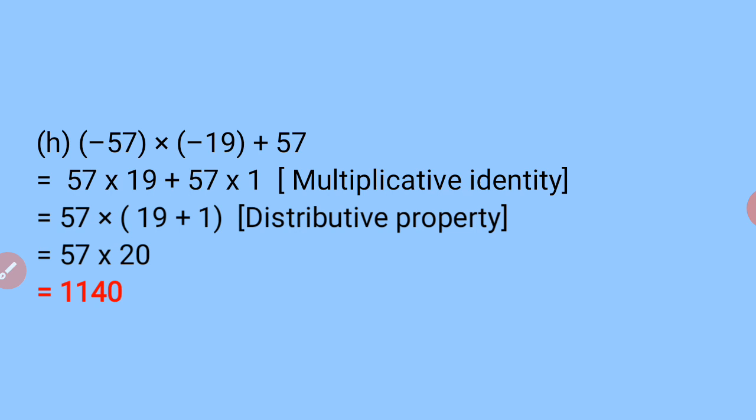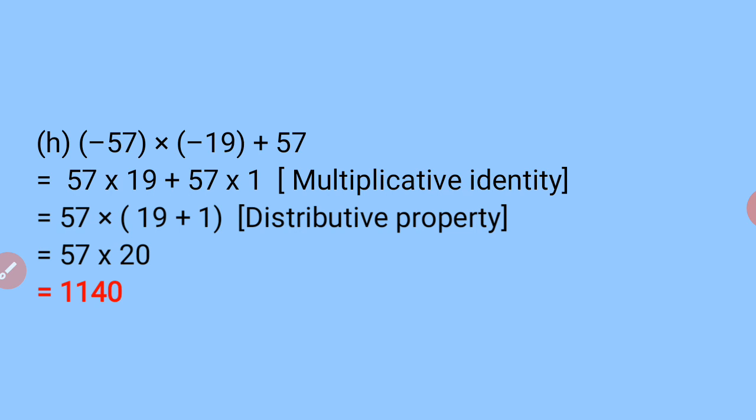Okay. And what about the second term? 57 here is multiplied by 1. This is multiplicative identity which is being used. Anything multiplied by 1 gives you the same number. So 57 is expanded as 57 multiplied by 1. So you have used the multiplicative identity in the second term. And for the first term, what you have done is minus can be removed easily.